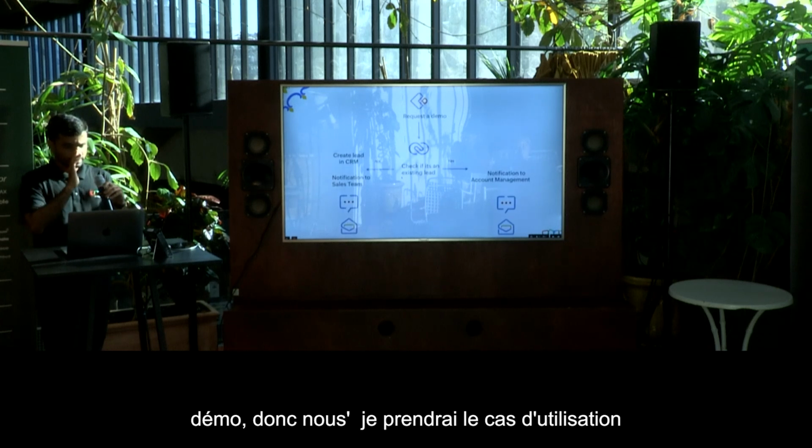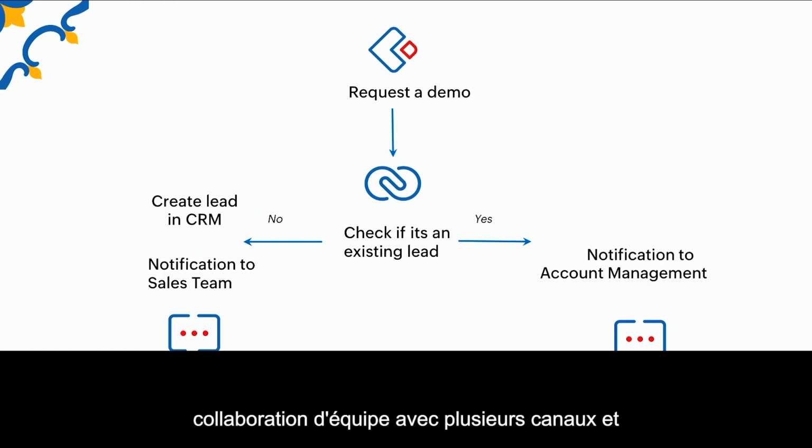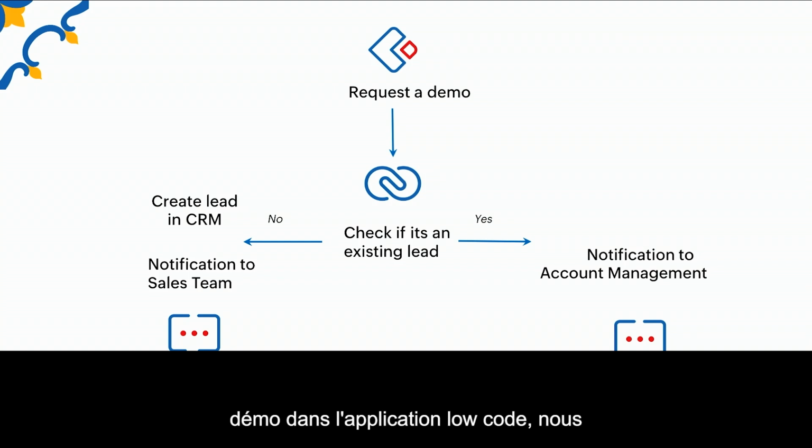We'll be taking a use case which involves 4 different Zoho applications. We have Zoho Creator, which is our low-code application, and we have CRM. We have Zoho Cliq, a team collaboration tool with multiple channels, and we have Zoho Mail for sending emails. The use case is when a person requests a demo in the low-code application, we pull in Zoho CRM to check if the person is already registered with us. If the person is not registered with us, we send the lead to the sales channel, and mention it to the sales team. But if the person is already an existing customer, we send the person to the account management team and the notification that goes along. We'll take a look at how it works.